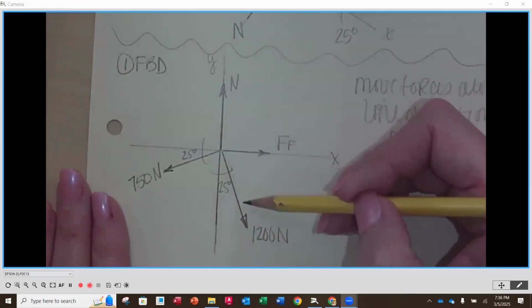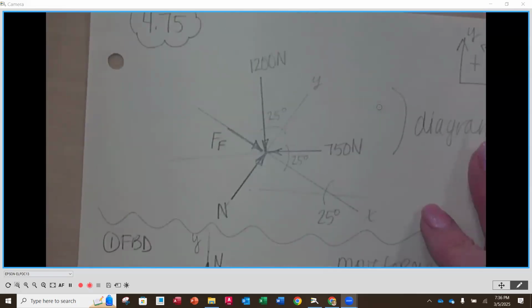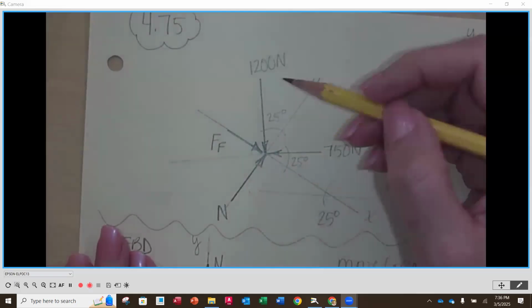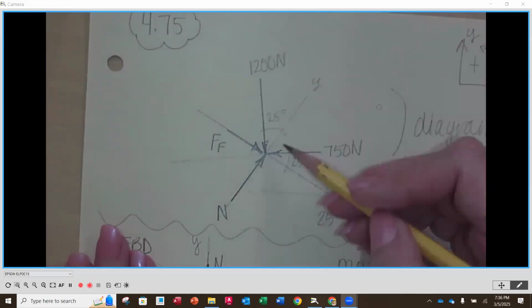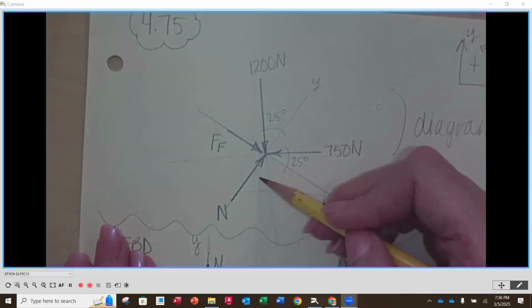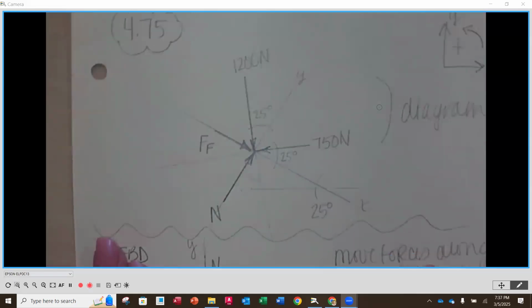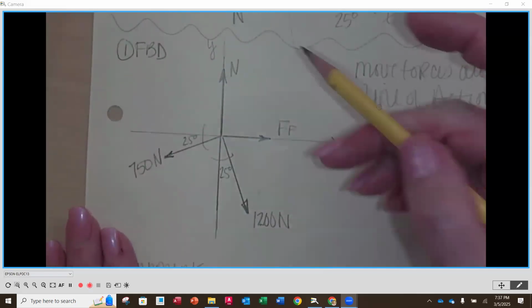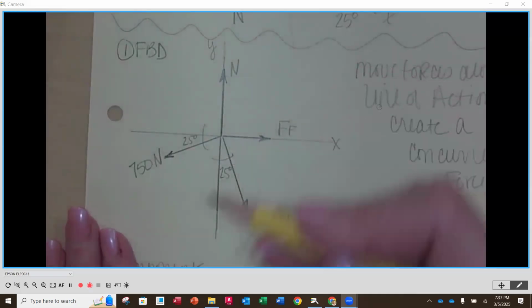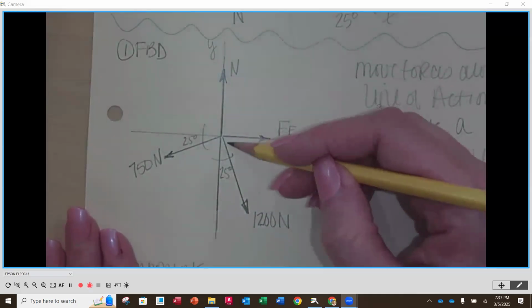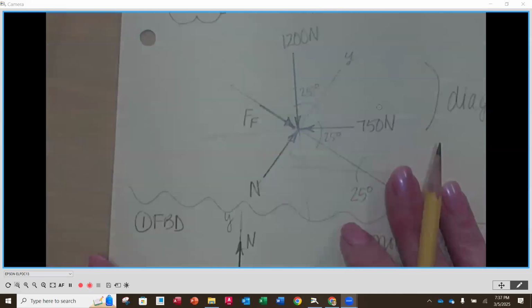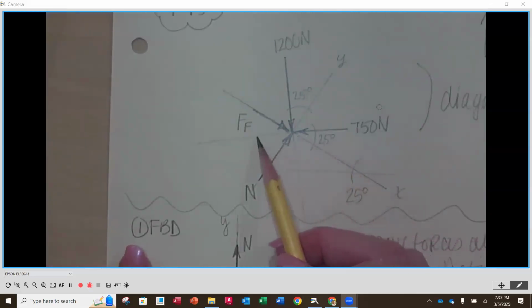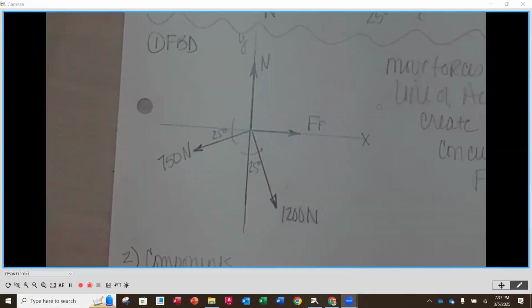Then my 1,200 Newton force, that is 25 degrees from the vertical here. If I go down, this is going to be that 25 degrees from the y-axis. So this is the 1,200 newtons with the 25 degrees pulling away from that origin. And then lastly, my 750, I move it along through that origin. So it's going to actually start here and pull through, and then it would be on this side here with the 25 from the horizontal.